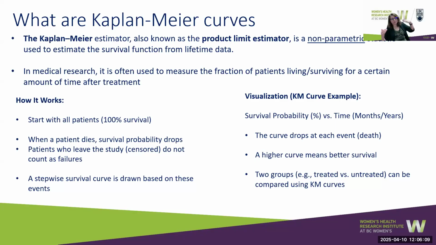So basically, it's like a step, and at each event, our curve will go down. A higher curve means better survival, so basically better chances of survival. And we can do it for the overall population and also by multiple strata, but our strata can be only categorical variables. We cannot do Kaplan-Meier by age.